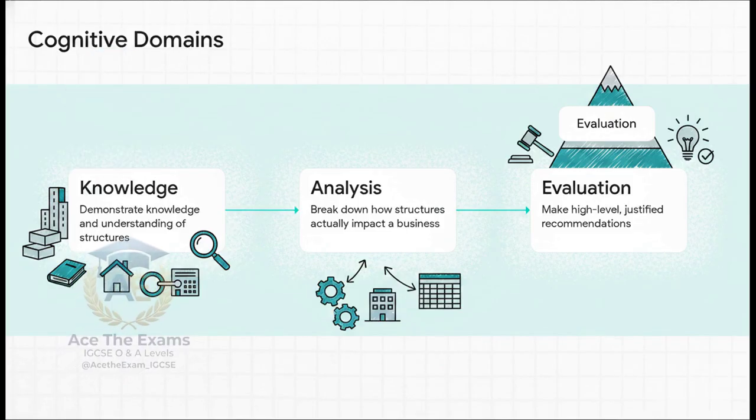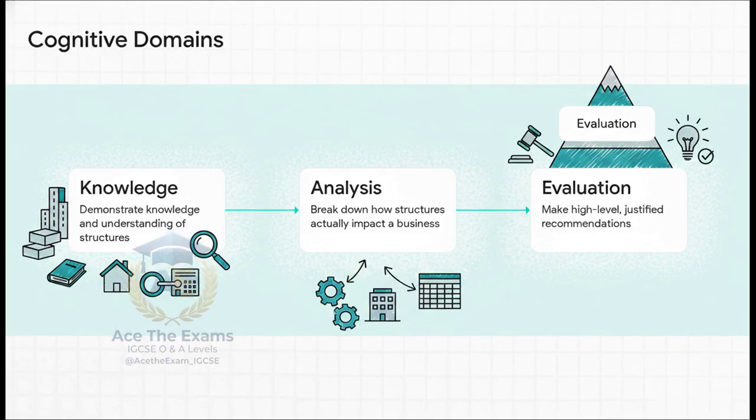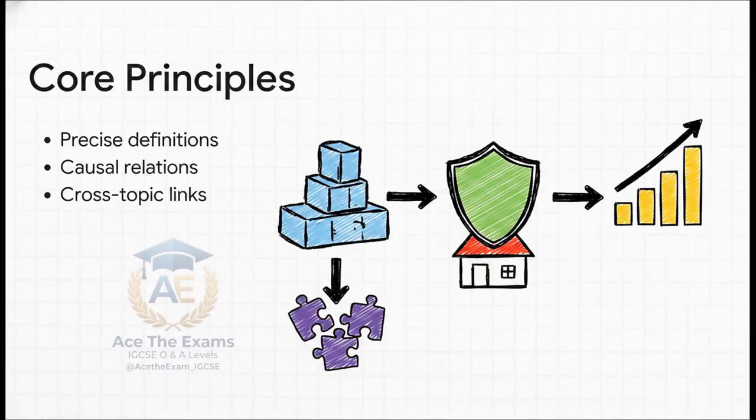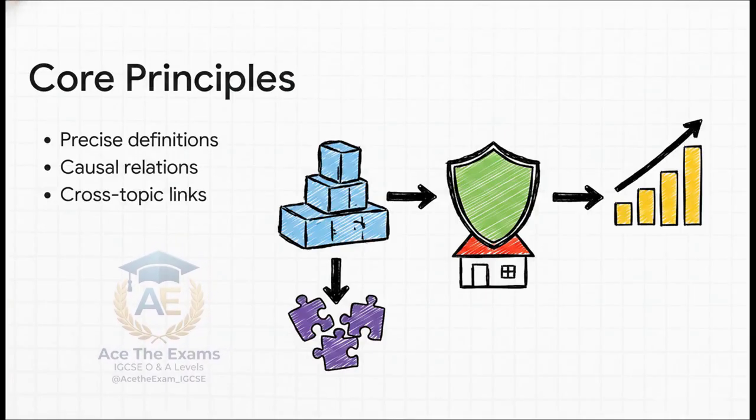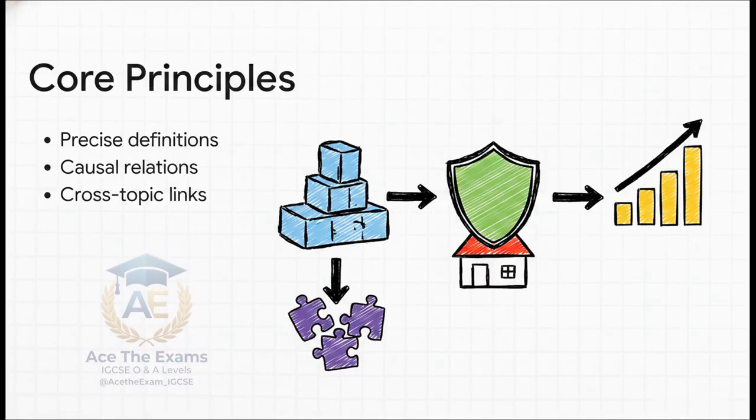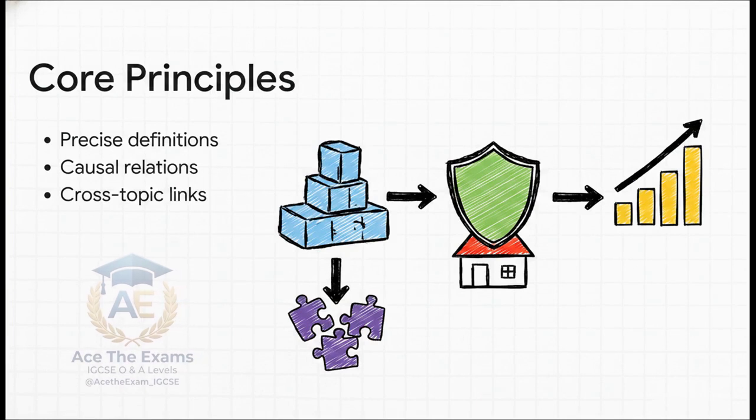This is where you make justified recommendations. You aren't just copy-pasting a textbook answer. You're assessing a dynamic situation and making a high-level, critical judgment. To hit those top marks, your foundational architecture demands really precise definitions. But beyond that, examiners are aggressively looking for causal relationships.